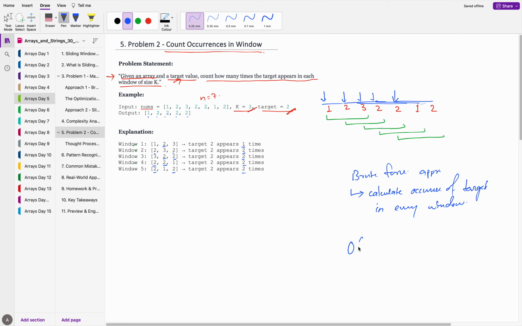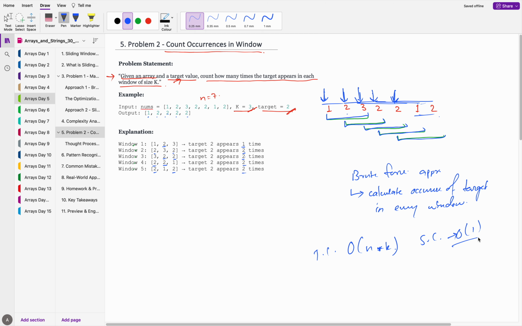Obviously, big O of n multiplied by k, because from every starting point you will traverse k items to check how many occurrences of 2 are there. Once it is done, now you will go here, then from here again you will check how many 2s are there. After that, here again, and then here, and again here. You can't go beyond this because the window size won't fit, as there are only 2 items left. Correct? That's how we know, because we have seen it in the previous question. So this would be the time, and what would the space be in brute force?